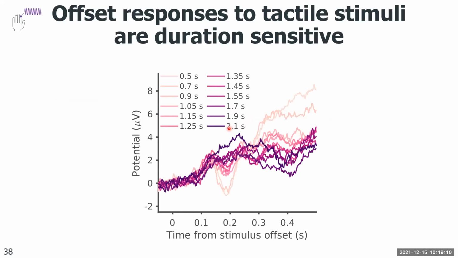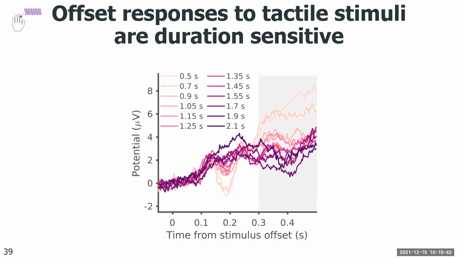These are the EEG traces to the offset of the stimulus. Again, in the x-axis, we have the time from stimulus offset. In the y-axis, we have the potential across the same channels that we saw before. And the color coding is as we saw before. So we have in the lighter pink, the shortest duration, half a second long, and in purple, the longest duration, 2.1 seconds long. And again, we see a decrease in the positive potential that seems to saturate for longer durations.